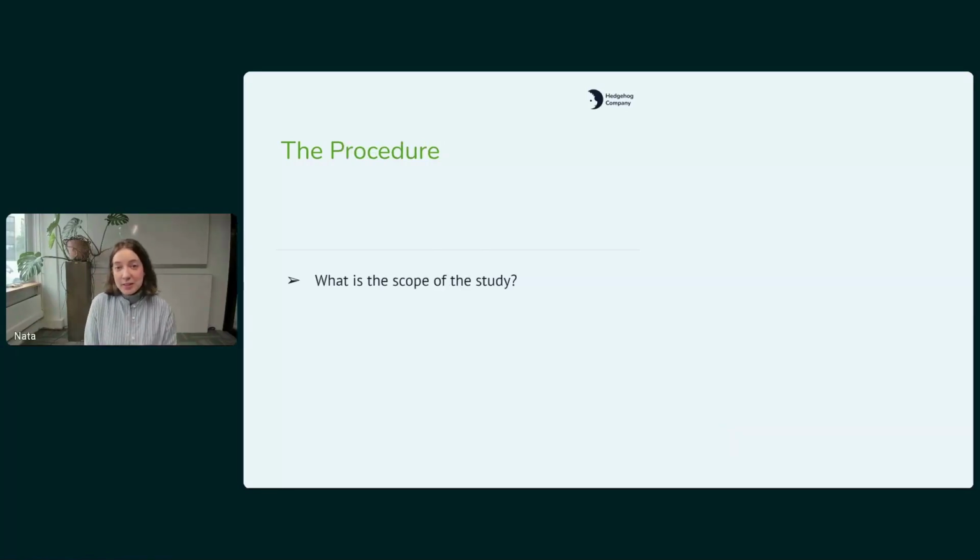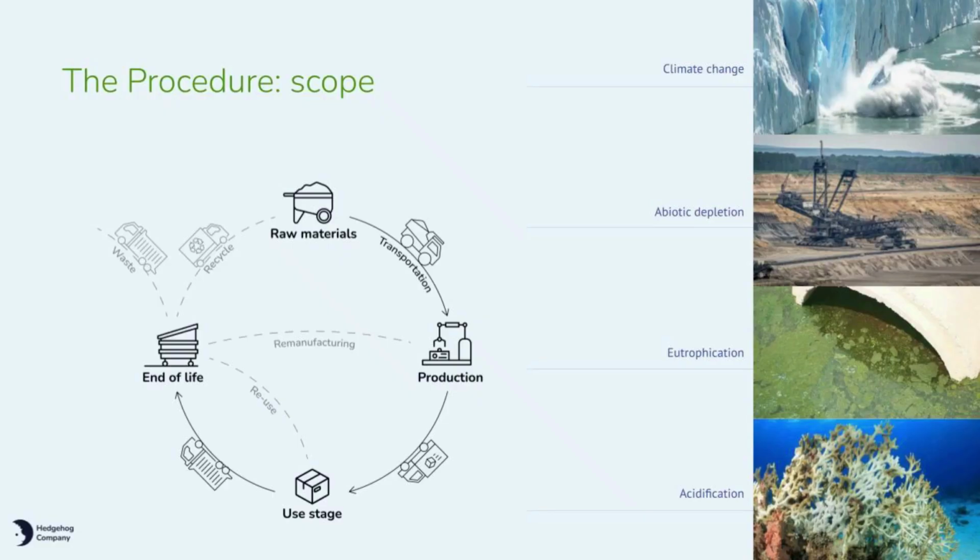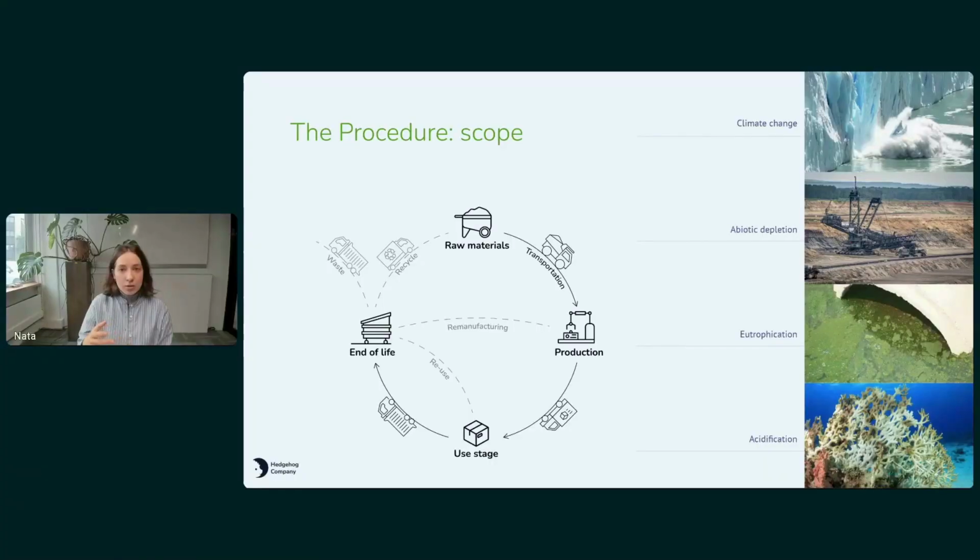The first step of any LCA is to determine the scope of the study, what data we need to collect. So a cradle-to-grave scope is usually adopted when the LCA is done for a final product, such as a remote control, for example, whatever I see on my desk.